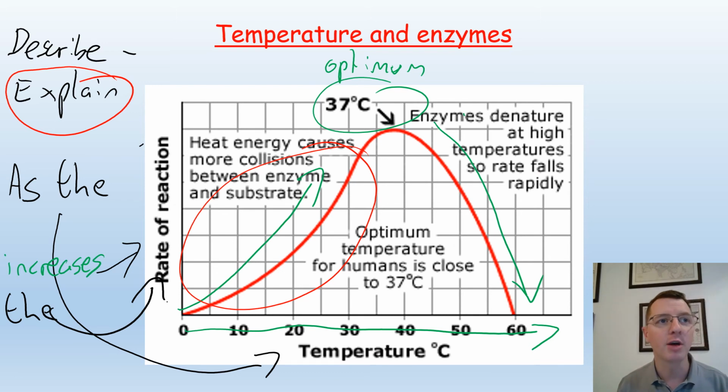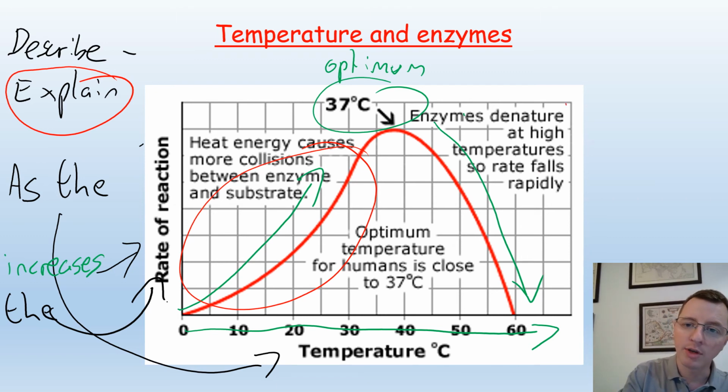Remember, it has to be the enzyme's active site. It's no good if the substrate hits the wrong side of the enzyme. It's got to hit into the active site. So as the temperature increases, there's more kinetic energy, more successful collisions between the enzyme's active site and the substrate. But after 37 degrees, the rate of reaction begins to decrease.